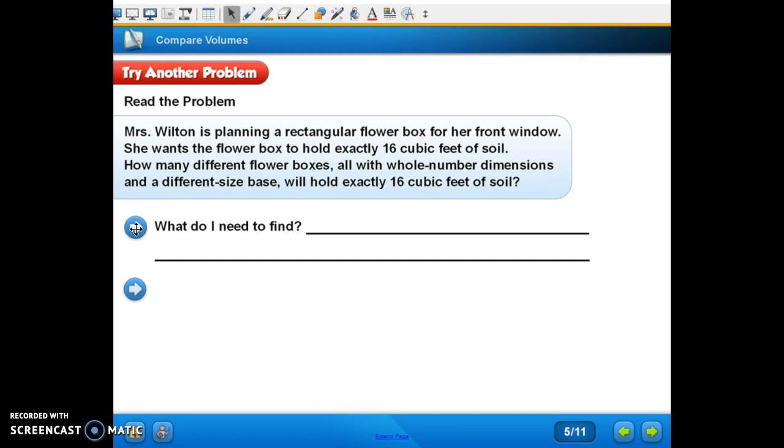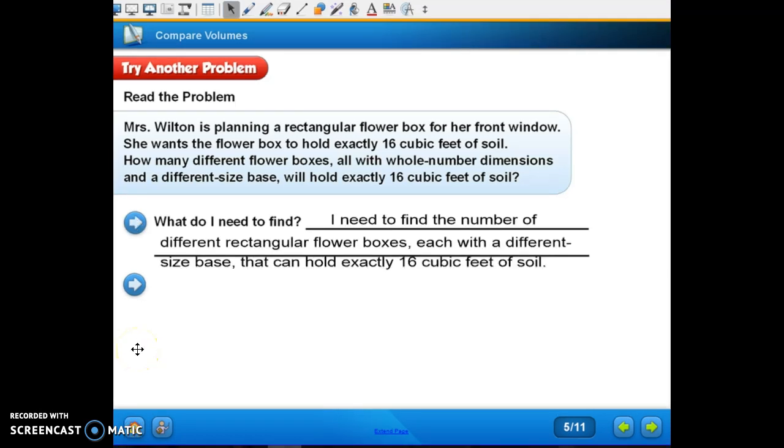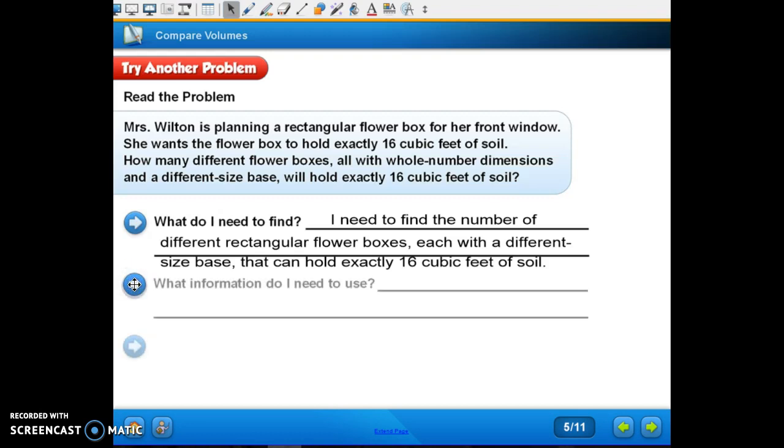We need to find the what? What is it asking us? All the different size bases that will hold exactly 16 cubic feet of soil. What do I need to find? I need to find the number of different rectangular flower boxes, each with a different size base that can hold exactly 16 cubic feet of soil.